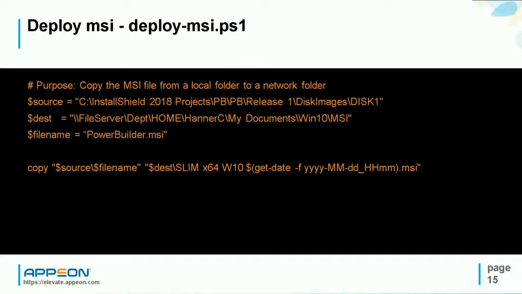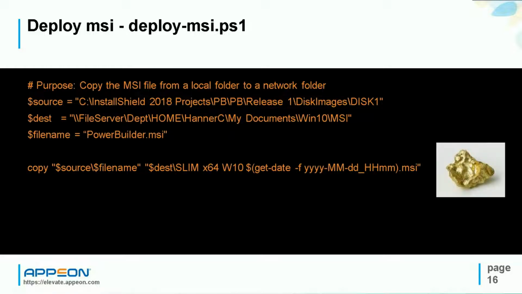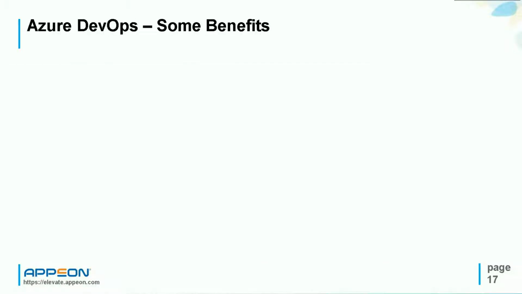And then this final script deploys the MSI, so it copies it from wherever InstallShield puts it. And I really like this part here, and I call it one of my golden nuggets of information, where it copies the file and then adds on the current date and time. And I think this is really useful instead of you having to have a manual human process to rename these MSI files, so you don't get confused on what the correct version is that you're working with. So that covers the classic build process.